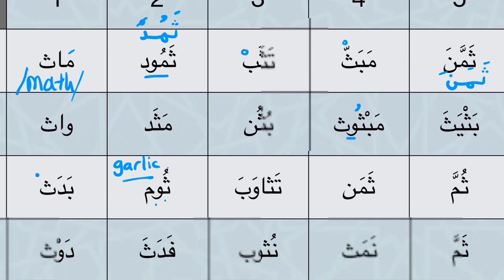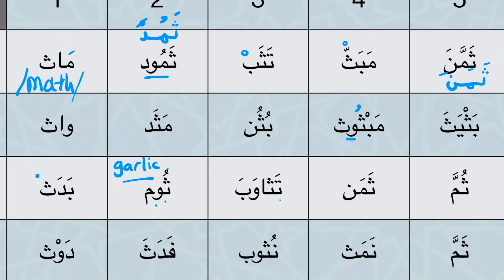Number 3, ta has a fatha, so it's ta. The th has no vowel because the alif notes that it's a long vowel fatha, so it's ta tha. Waw is not a long vowel. Why? Because it has a fatha, so it's a consonant, so it's ta tha wa. And the ba has a fatha, so it's ta tha wa ba, which means he yawned, basically.